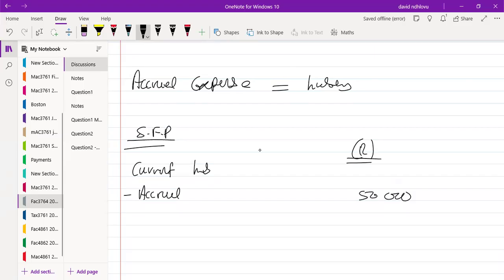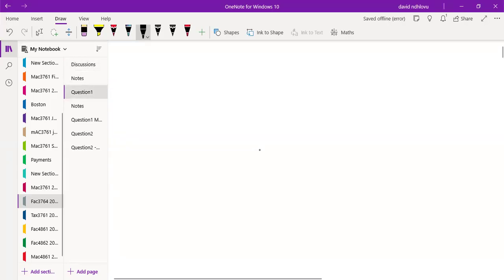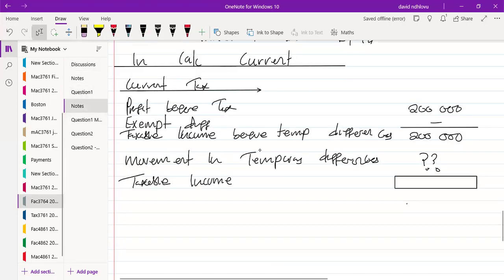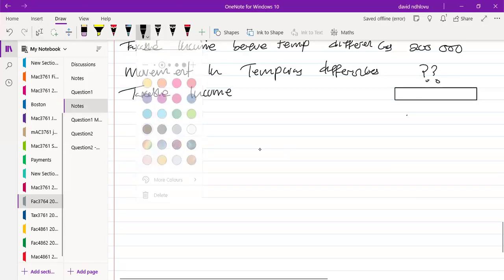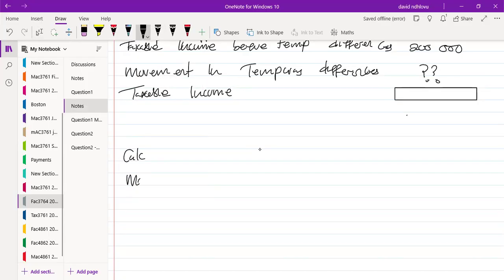So whatever happens in the statement of profit and loss usually has got an impact somehow on the statement of financial position. And this will be the carrying amount of this particular accrual amount. So what we need to do when we calculate the movement in deferred tax, based on the statement of financial position, is present it in a table like this. So we are going to come here and say calculation, movement in deferred tax. That's what we want to calculate.